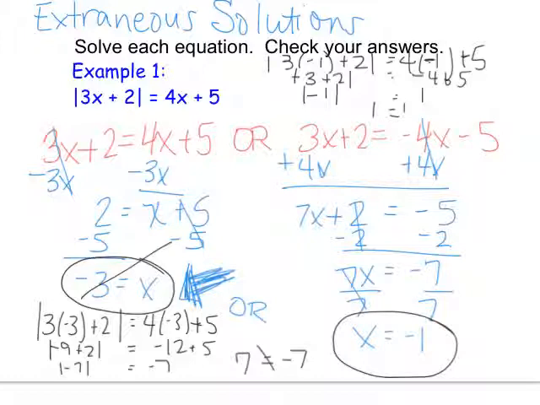So our answer in set builder notation for this, that's our 5th step, would be x such that x is equal to -1.